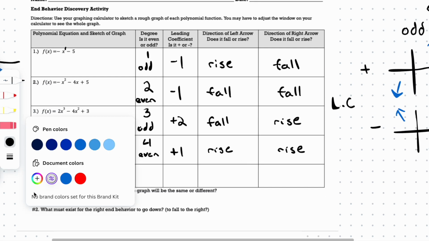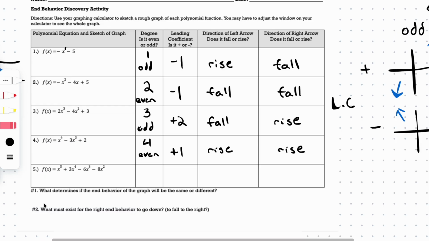So we have x to the 5th plus 3x to the 4th minus 6x cubed minus 8x squared. Well, first, what's our degree? Degree is going to be 5 because our highest exponent is 5. And is that odd or even? That's going to be odd. And now, our leading coefficient, what are we multiplying x to the 5th by? We're just multiplying by positive 1.